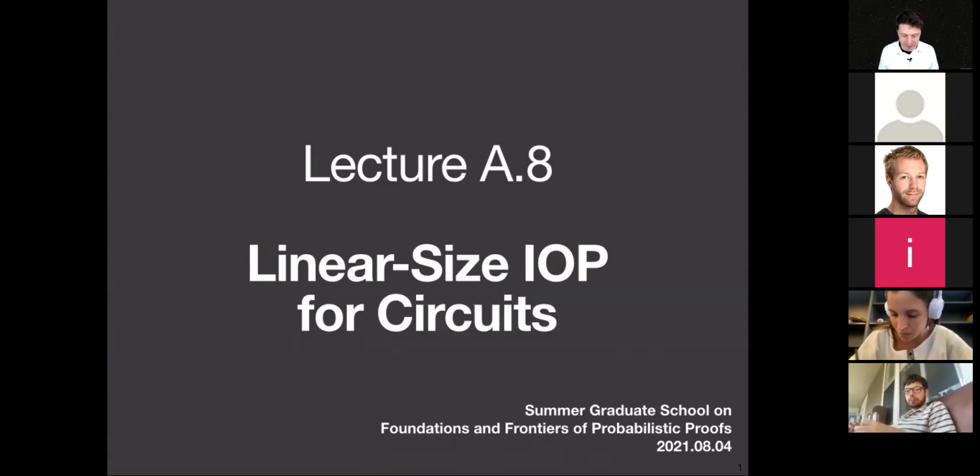Okay, so welcome everybody to lecture A.8. In the last lecture, we introduced a new model of probabilistic proof, interactive oracle proofs, or IOPs. We saw how it extends simultaneously both the notion of an interactive proof and a PCP by considering this interaction where the verifier receives from the prover multiple oracles, and it can query any one of them without having to read them in full, like in an interactive proof.